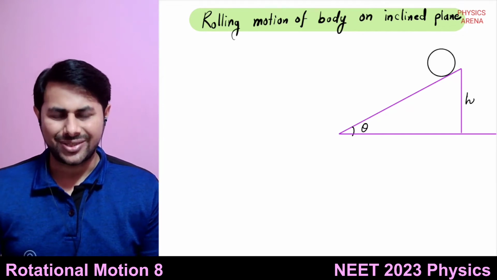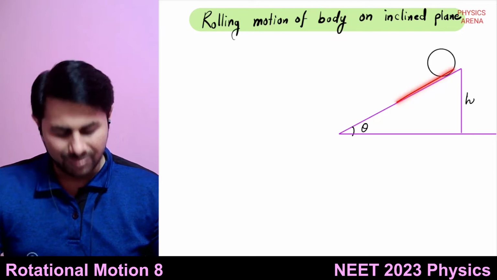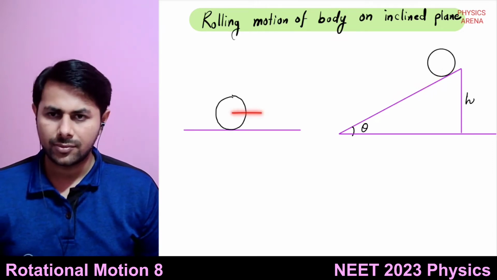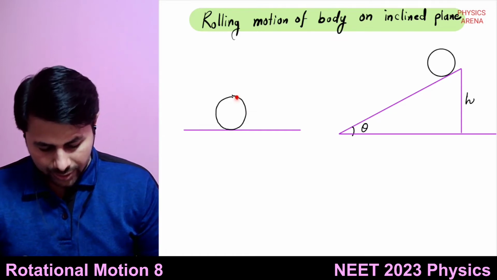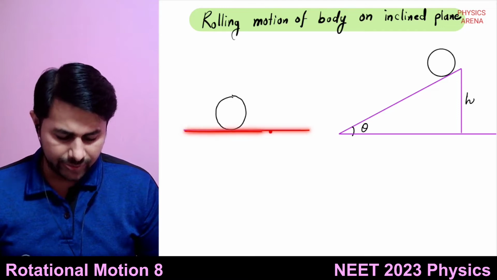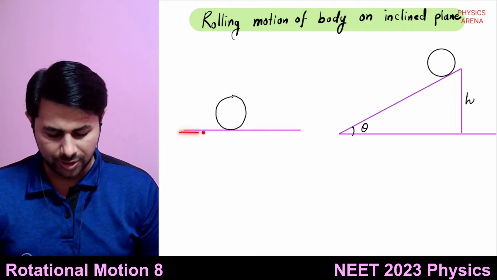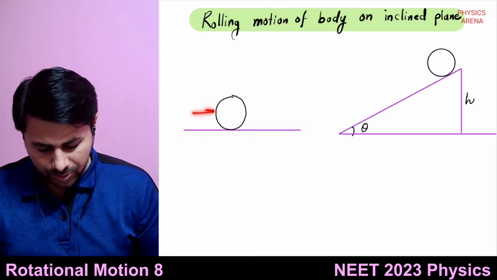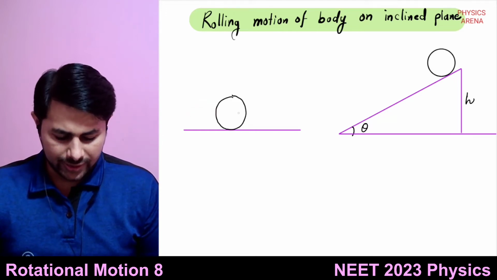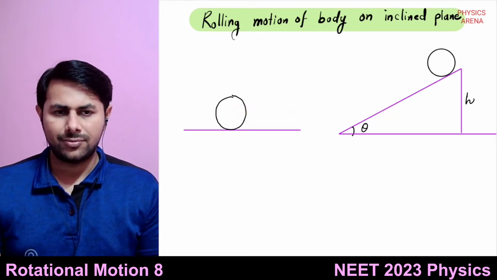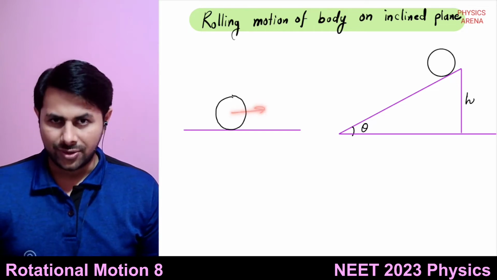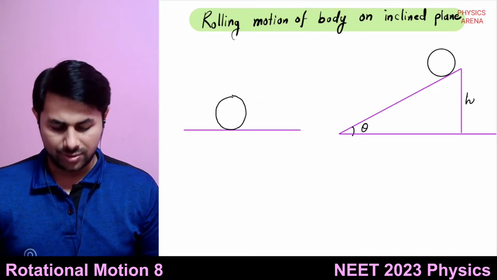What kind of motion will this body perform if there is no friction? So consider this body, and suppose this is a frictionless surface. You push this body. Will it slide or will it roll? It will slide. Very good. So this body will slide only. It will not roll. Why?